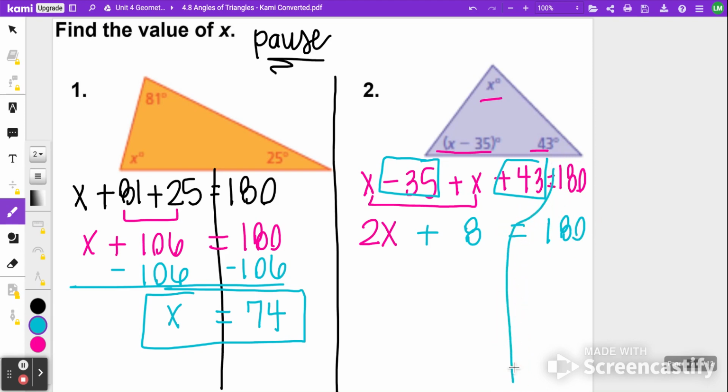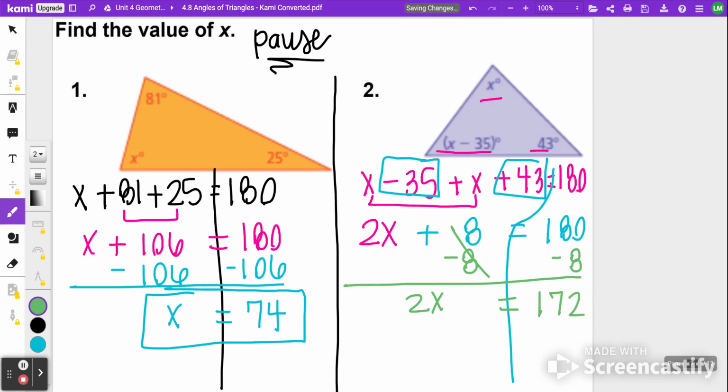Now I'm going to draw my line down my equal sign and begin to get x by itself. Right now my two numbers are not on the same side, so I'm going to move my 8 over here with the other number, 180. I'm going to have 2x left over because those cancel out, is equal to 172.